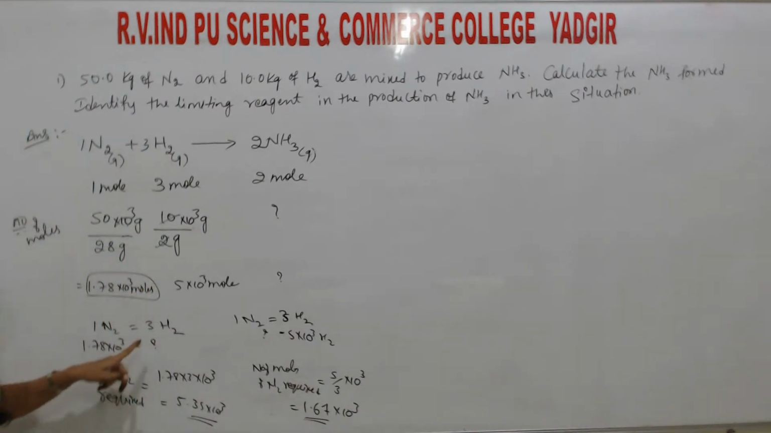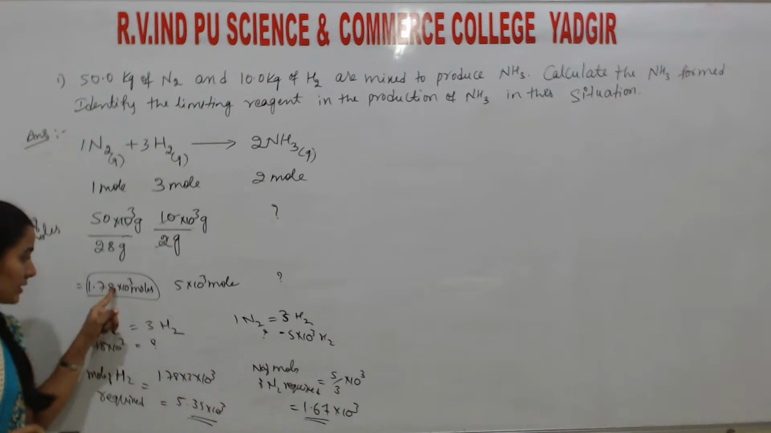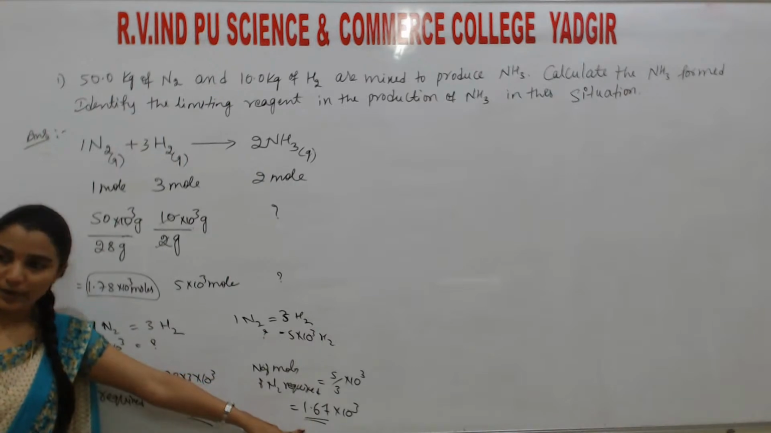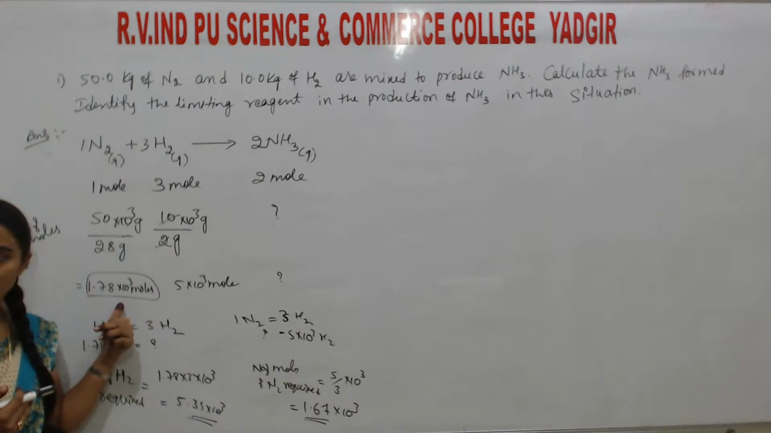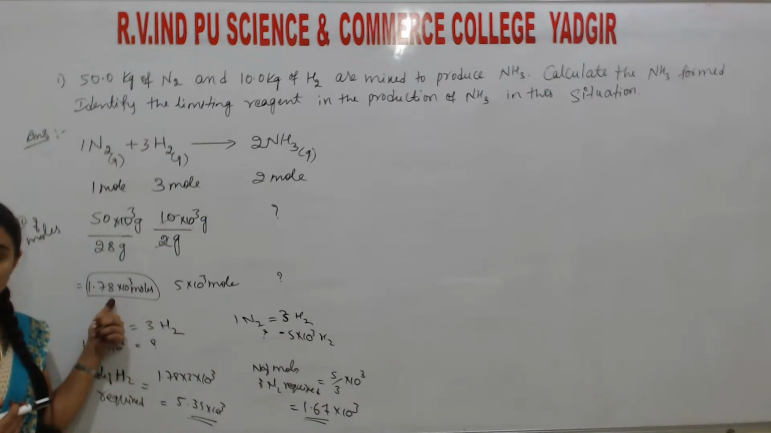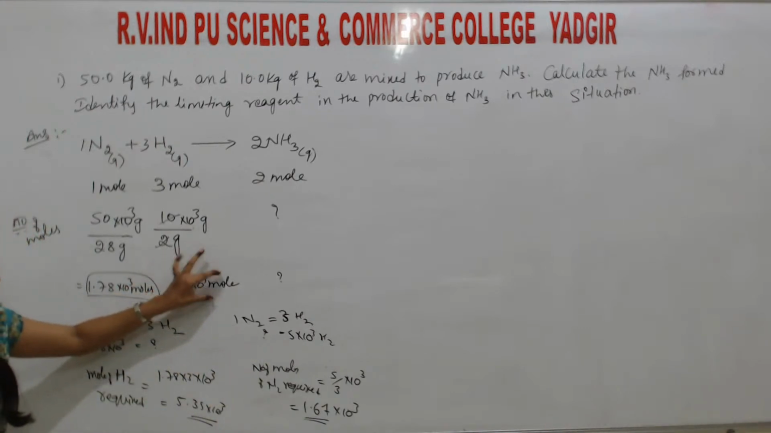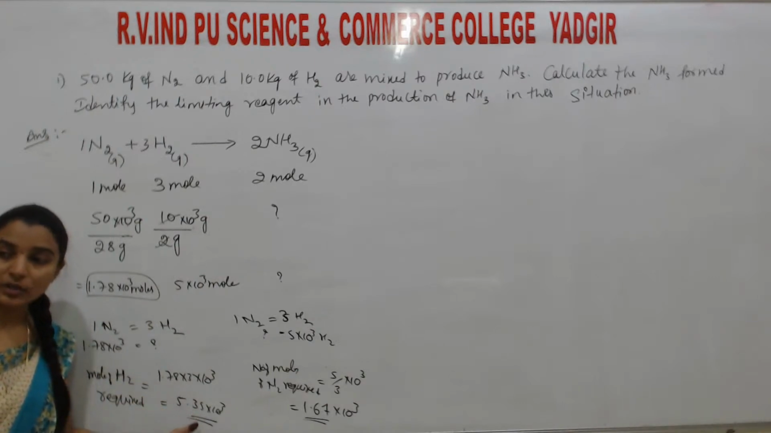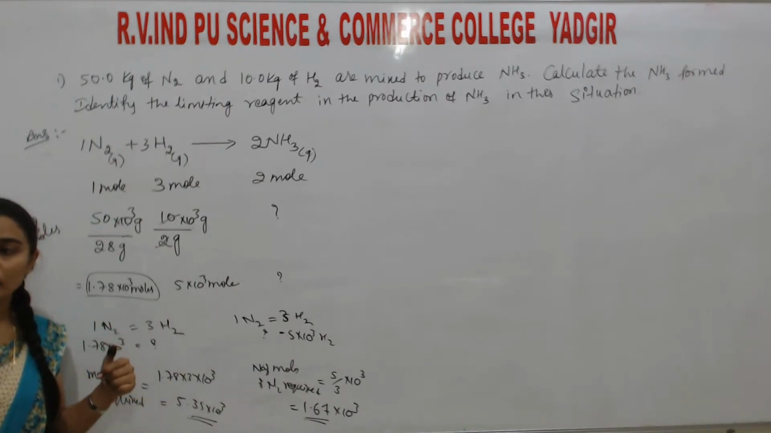Now compare, students. We have 1.78 into 10 power 3 moles of N2, but we require only 1.67. So this is present in excess. 1.78 is more compared to 1.67. This is the required value, and this is what we presently have. That means this is present in excess. Next, compare this one. We have 5 into 10 power 3 moles of H2, but the required is 5.35. So 0.35 is less with us. That means this is the limiting reagent.